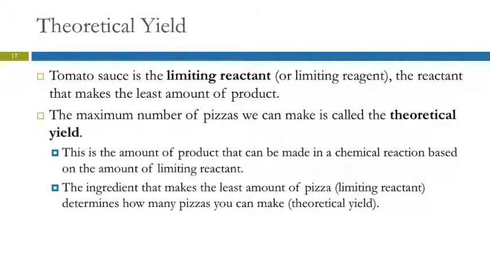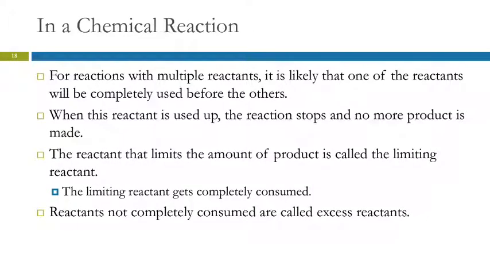So we take our ingredients, we calculate how much product we can make. The smallest amount of product is the theoretical yield. The reactant that gave us the smallest amount is the limiting reactant. Make sense? So, same concept, chemical reaction.